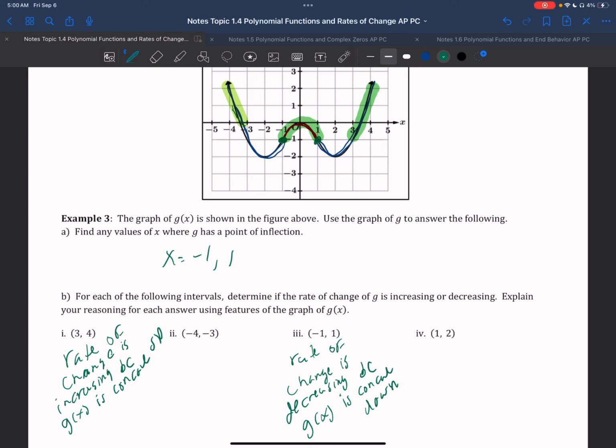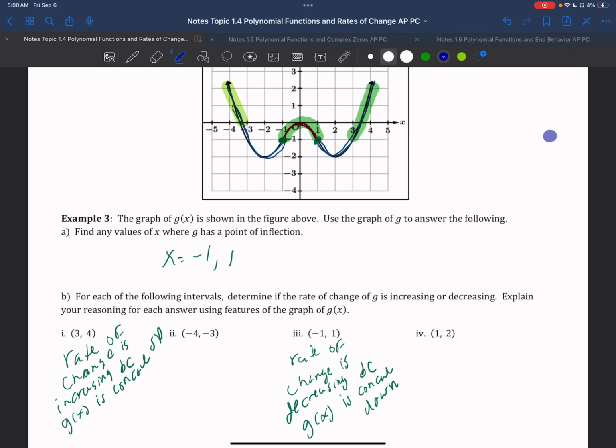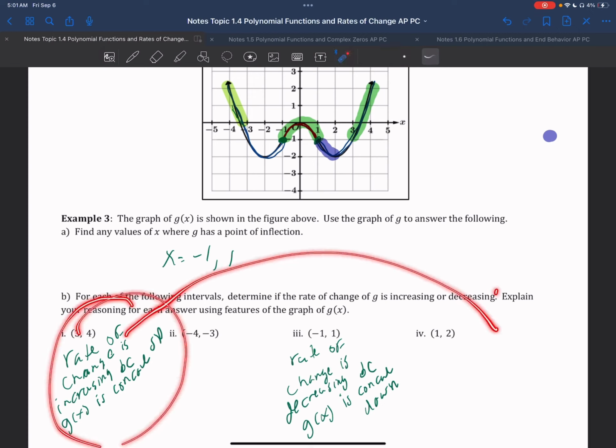Last one, I'm going to be looking between 1 and 2. So that's going to be this part right here that I highlighted in blue. And again, I can see that I'm concave up, so I'm going to say that the rate of change is increasing because g of x is concave up. So again, same explanation as here.